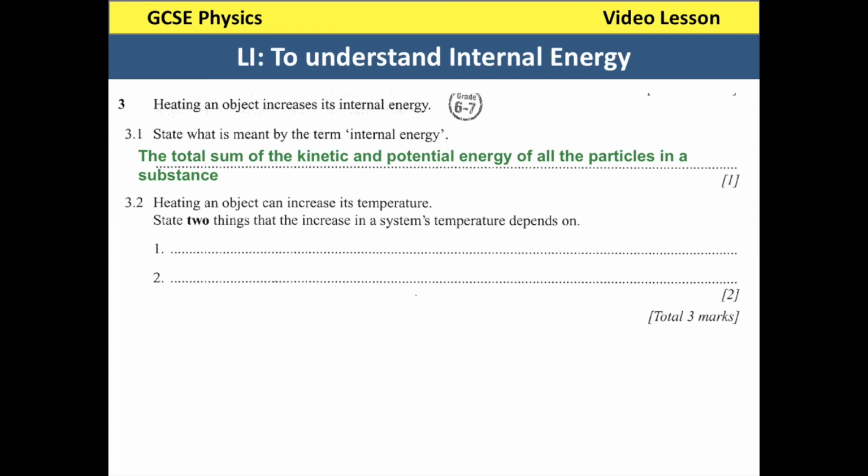3.2. Heating an object can increase its temperature. State 2 things that the increase in a system's temperature depends on. So it would depend on the mass of the system, because obviously if there's more mass, it's going to need more energy to heat up. But it will also depend on the specific heat capacity of the material. Oil, for example, has a much lower heat capacity than water does.